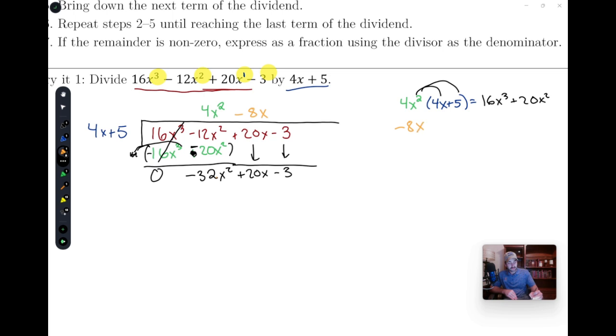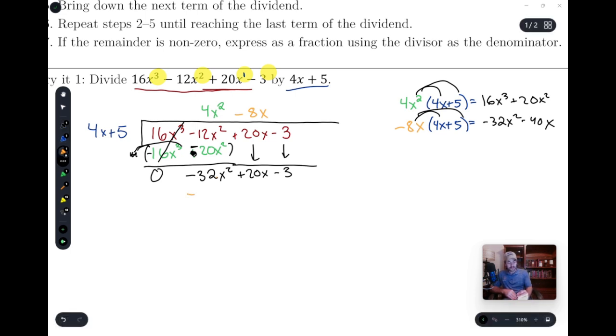Now I'm going to do the same thing over here. I'm going to take this negative 8x and multiply by that blue term, 4x plus 5. I'm going to distribute, and I'm going to see what I end up with. Probably negative 32x squared minus 40x. All right, all the math looks good. Bring that back over here. What color are we using? We're using orange, negative 32x squared minus 40x.